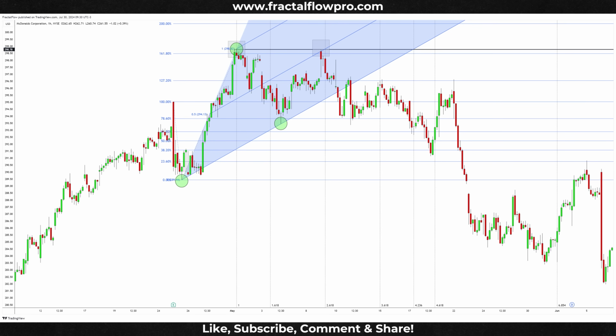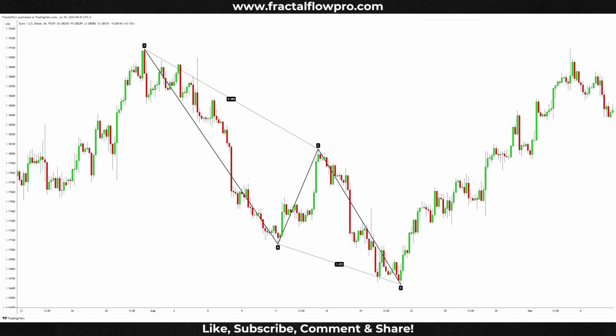Fibonacci tools can also be used with other types of patterns, such as harmonic patterns. In this 3-hour chart of the Euro-USD, we can see one of the simplest harmonic patterns that exist called bullish ABCD. The retracement of the first leg must be between 38.2 and 88.6%. In this case, it is 48.8. The third leg must extend between 113% and 261.8%. In this case, it is 142.5%, so it also falls within the optimal range.